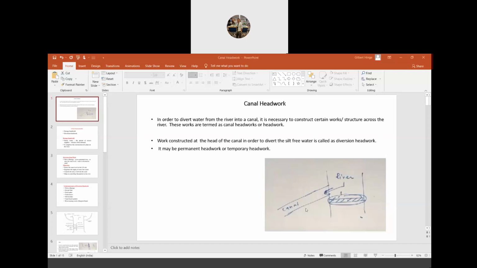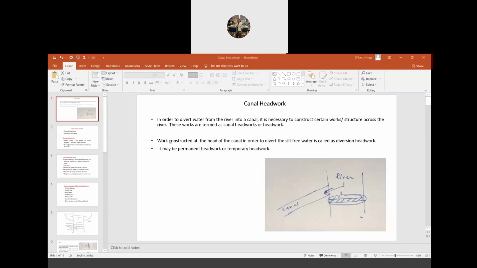So for us to be able to do that, we have to construct some kind of a structure or some kind of a work here so as to raise the level of water, to raise the head of the water. Then only we can divert this water from this river into the canal. So this construction that we have to construct across the river in order to raise the level of water so that we can divert it into a canal is called canal head work or just head work.